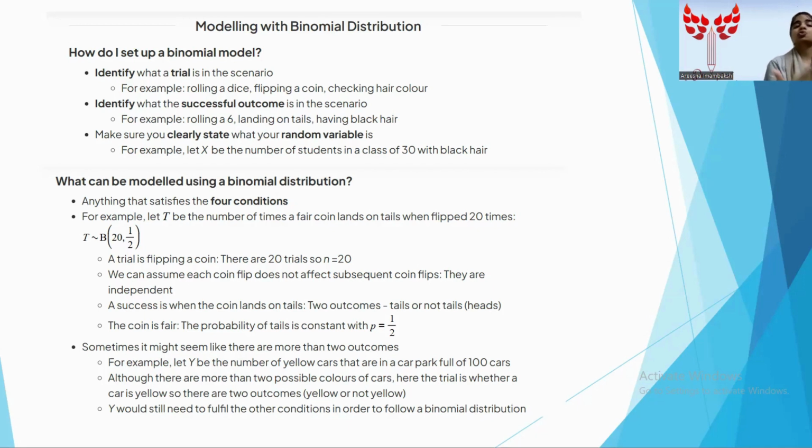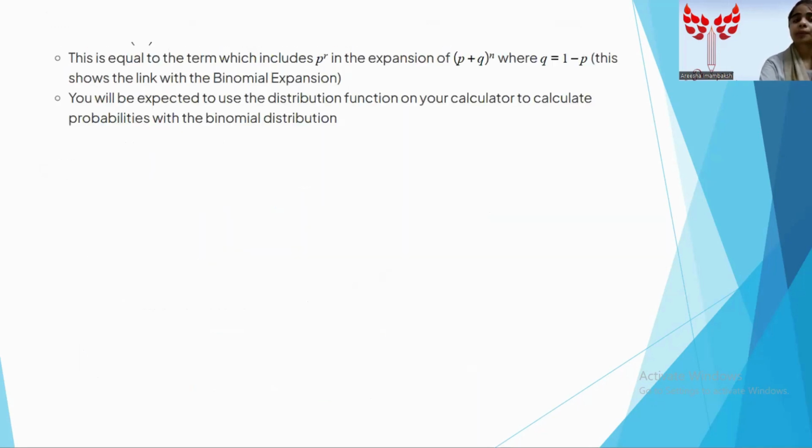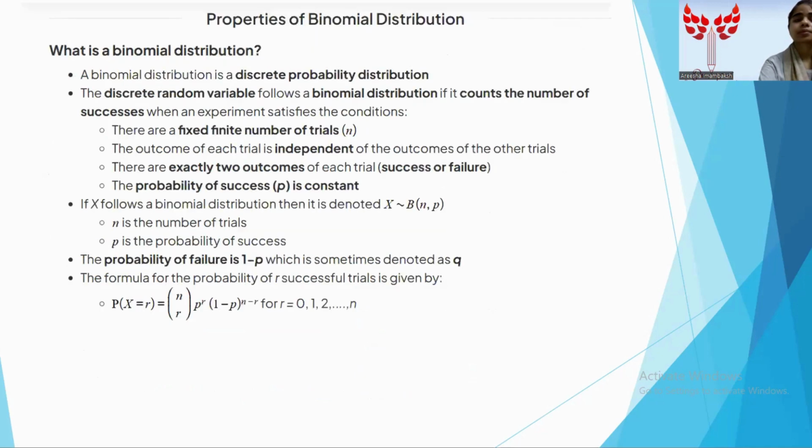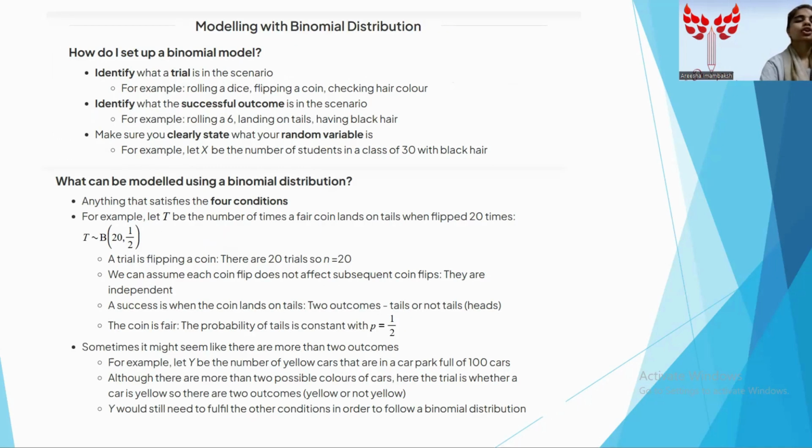Now, what kind of situations can you model using a binomial distribution? It has to satisfy the 4 conditions, right? What were the 4 conditions? If we go back here, right? Fixed finite number of trials, independent of each other, exactly 2 outcomes, success or failure, and the probability p is constant, right? So let's look at this example.